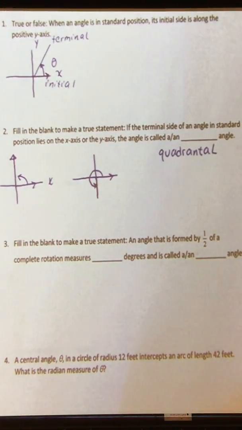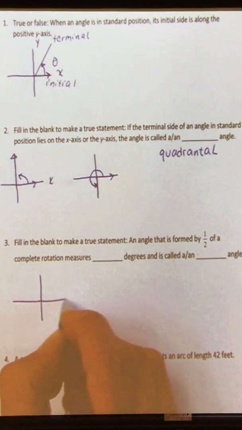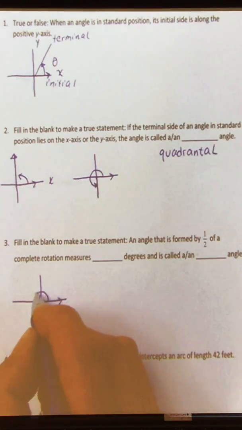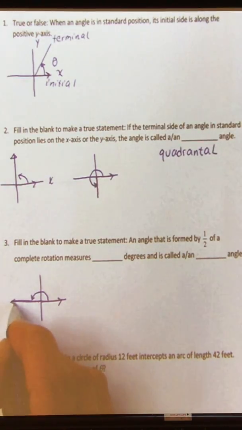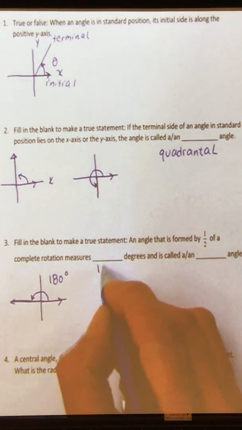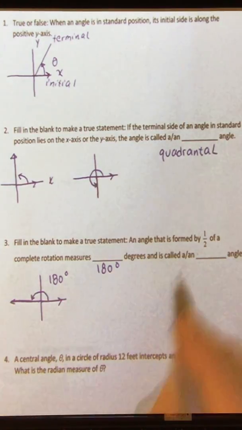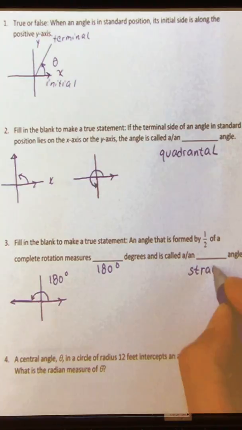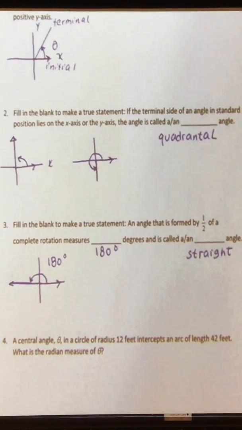Problem 3. Fill in the blank so the statement makes a truth. An angle that is formed by half a complete rotation has what degree measure? Half a complete rotation, again starting on the positive x-axis, moving halfway along and ending with the terminal side on the negative x-axis, is a 180-degree angle. So that's 180 degrees there. Because that angle is flat, we say it is straight. So it's called a straight angle, which is 180 degrees, half rotation.